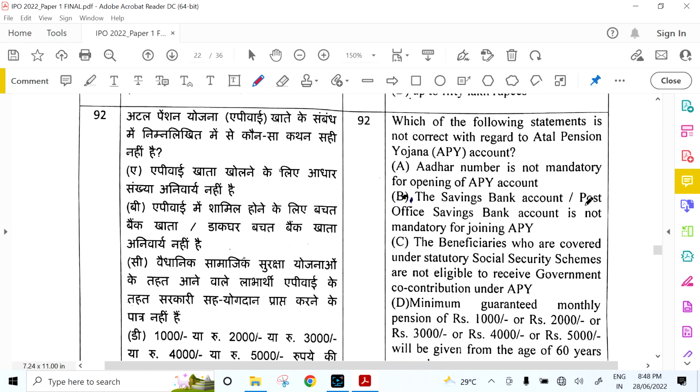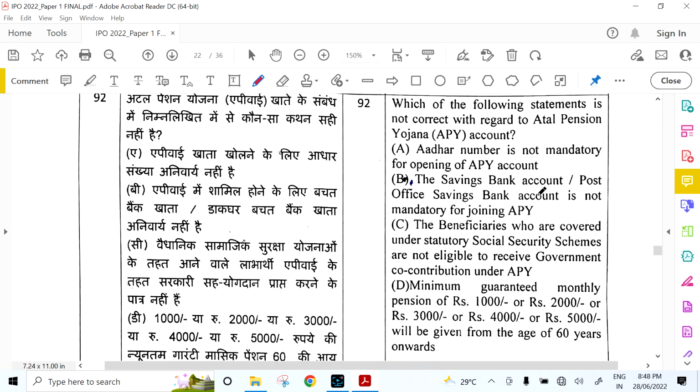Which of the following statements is not correct with regard to Atal Pension Yojana? Aadhaar number is not mandatory. Savings bank or post office account is not mandatory. Beneficiaries who are covered under statutory social security schemes are not eligible to receive government co-contribution under APY. Minimum guaranteed monthly pension of 1000, 2000, 3000, 4000, 5000 will be given from the age of 60 years. All of these are correct except for this one. This is not correct. Why? Because the savings bank account or post office account is mandatory for joining APY. Without an account you cannot proceed further. That is why.